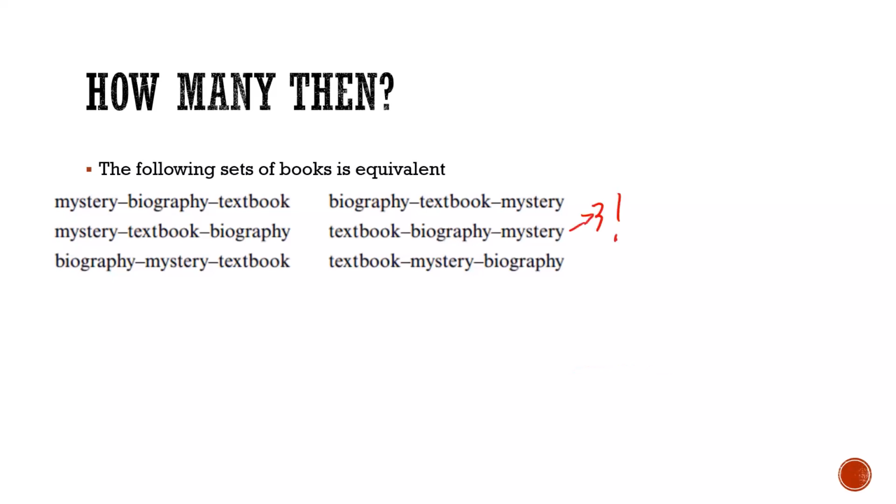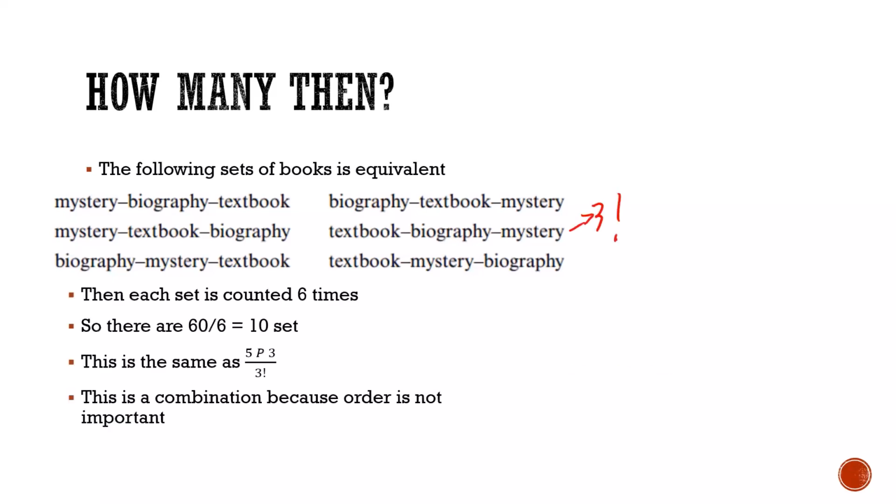So imagine I list all 60 ways to choose and order 3 books from 5. This particular set is not special. Mystery, textbook, dictionary, it's just one set.